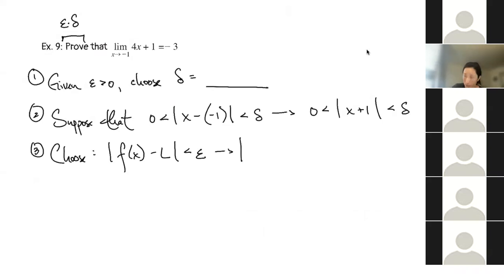4x plus 1. 4x plus 1, good. And what is our L? Good, and I'm again going to put parentheses here.